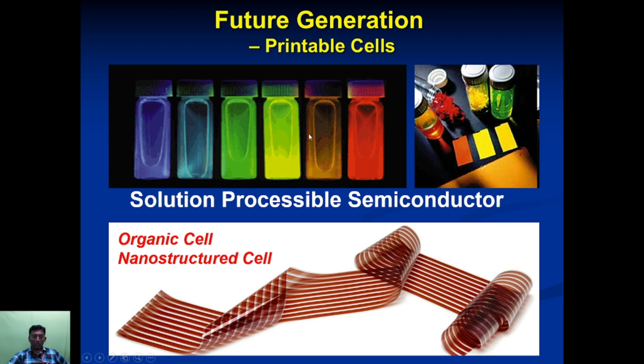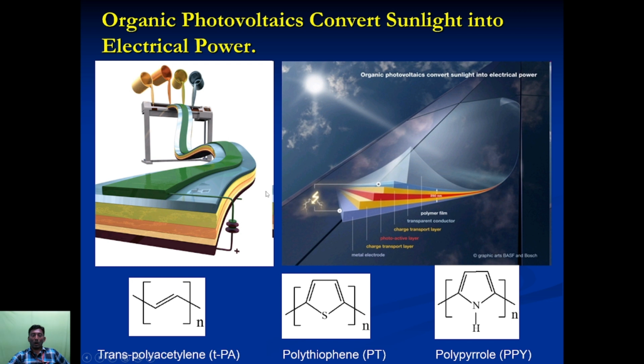In future we will have printable solar cells. This is the organic cell, the nanostructured cell. It can generate electricity, and it can be printed in different colors. Now organic photovoltaics convert sunlight into electrical power. These are chemicals that react through the photovoltaic effect: trans-polyacetylene, polythiophene, and polypyrrole.